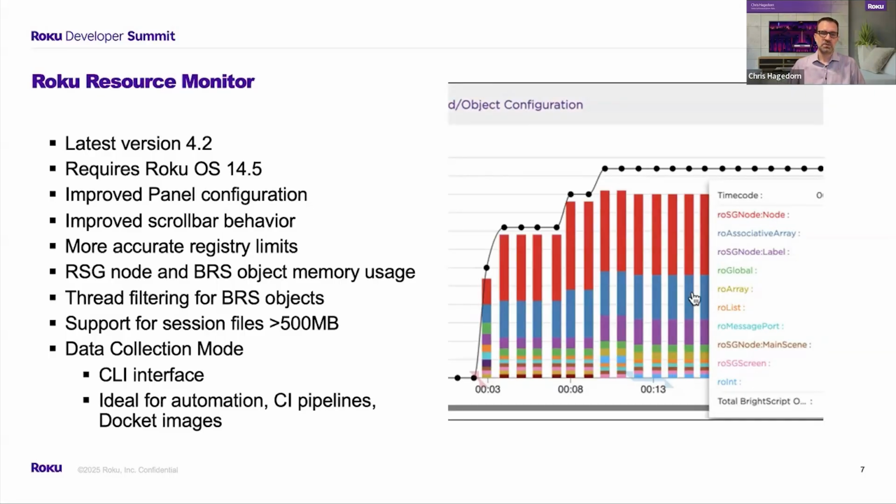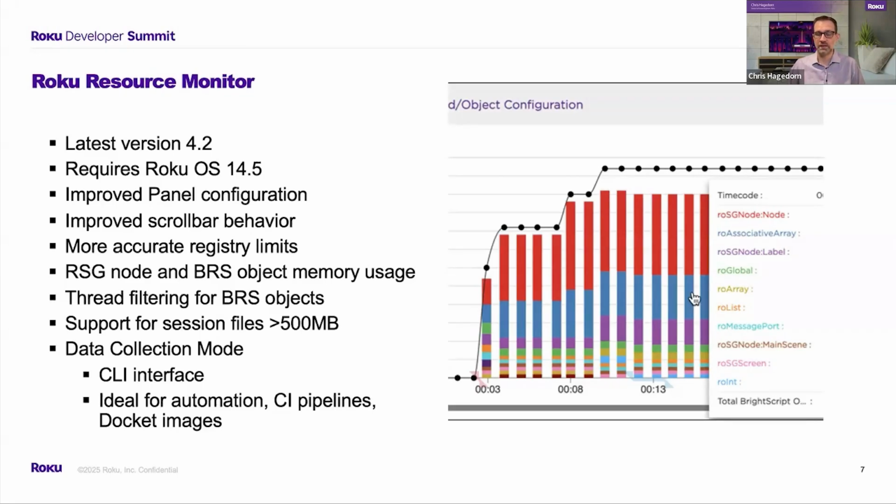We've added memory usage data to the SceneGraph node and BrightScript object panels. These are panels that existed before. In the past, they would tell you the number of SceneGraph nodes or the number of BrightScript objects your channel was creating, but that was it. And now this year, we've added the ability to also see how much memory those objects are using.